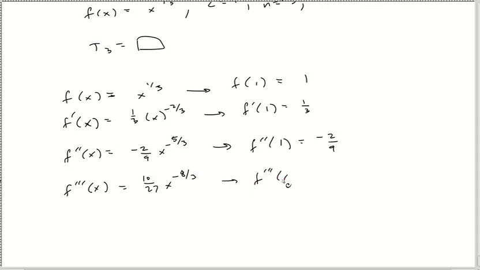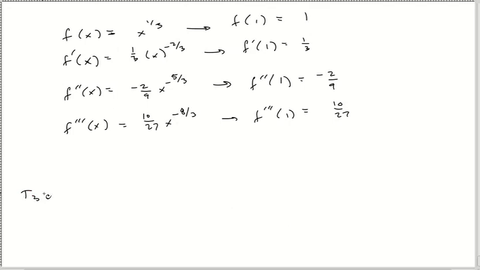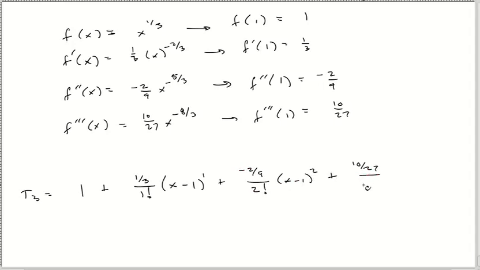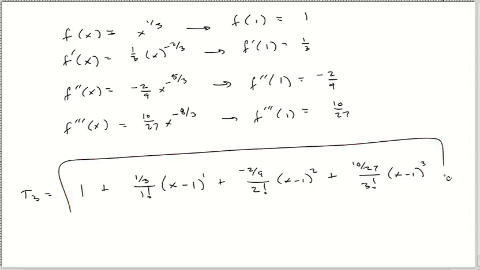And so, just like always, if you're going to plug in your 1, you get the 10 over 27. So these are my coefficients. Start listing it out. Here we go. I got 1/3 divided by 1 factorial times x minus 1 to the 1. I've got -2/9 divided by 2 factorial times x minus 1 squared. And I got 10 over 27 divided by 3 factorial times x minus 1 cubed. All right, that is your answer.